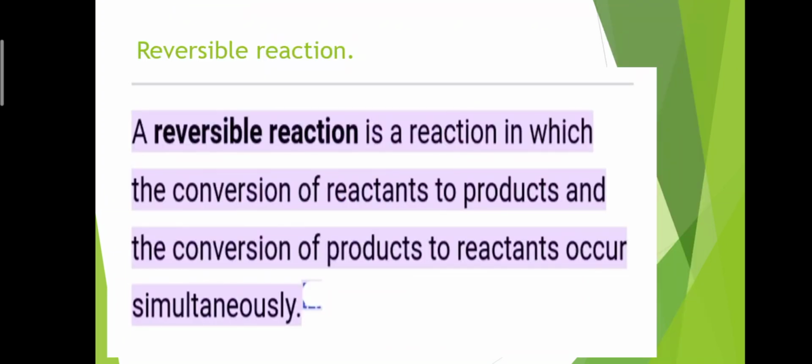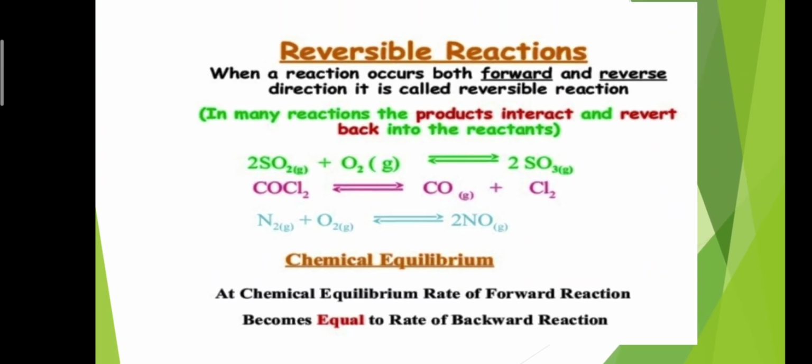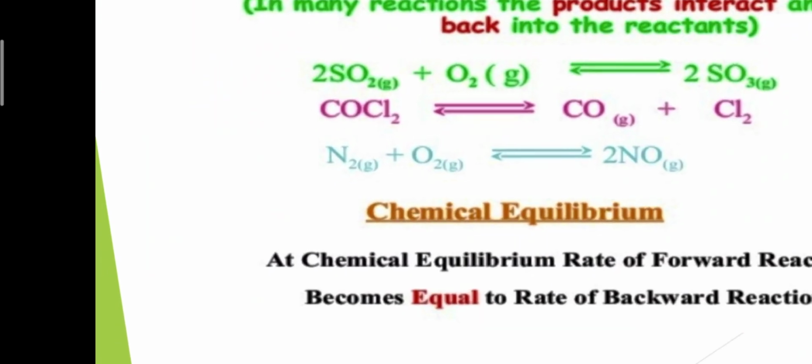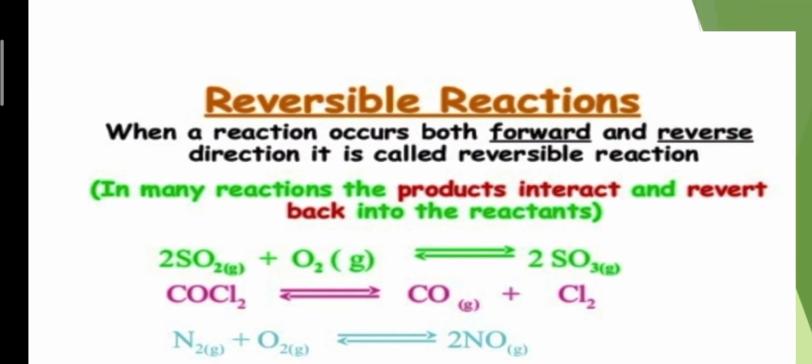Now reversible reactions. A reversible reaction is a reaction in which the conversion of reactants to products and the conversion of products to reactants occur simultaneously. When the reaction occurs in both forward and reverse directions, it is called a reversible reaction. In many reactions, the products interact and revert back into the reactants.